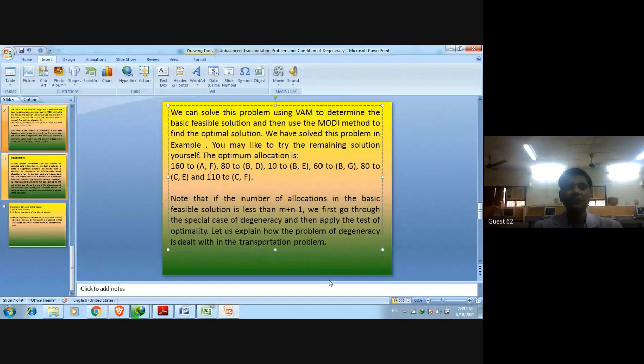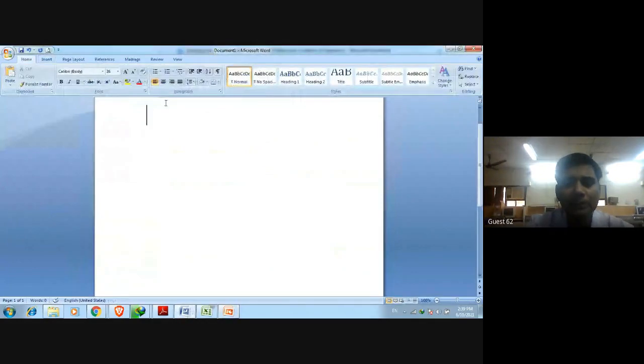Let us explain how the problem of degeneracy is dealt with in the transportation problem. Let us check how the degeneracy problem occurs. First I am telling you, m is your number of rows, and n is your number of columns.